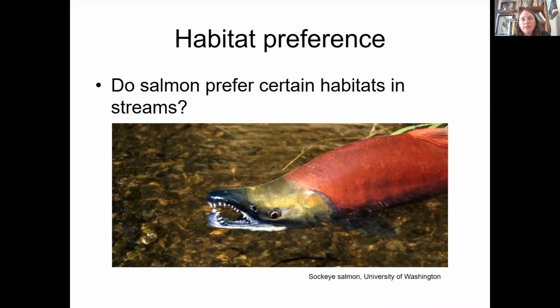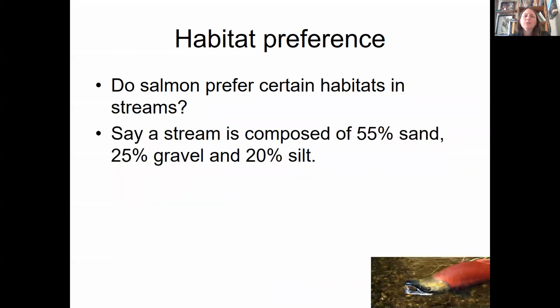So salmon is a big deal in this part of the world, right? And we might want to restore salmon habitat. So to do that, we might need to understand what kind of habitat salmon prefer. Right? So let's say we go out to a stream and we survey the stream, and it's composed of 55% sandy bottom and 25% gravelly bottom and 20% silty bottom.